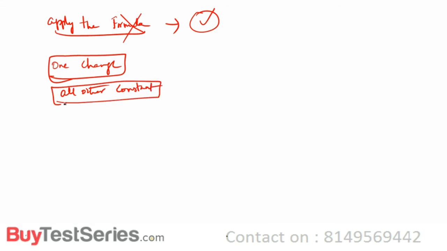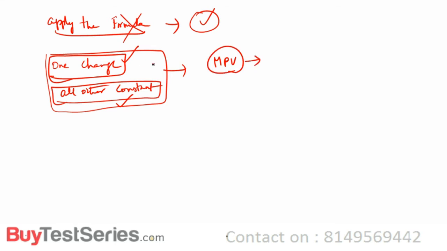Are you able to get me? So this is one standard logical application with respect to all the formulas in standard costing. There will be only one change and all the others will be constant. For example, let's start with material price variance. There will be only one change. What is changing? Price is changing. So material price variance means price is changing. And what will be constant? Everything else will be constant.